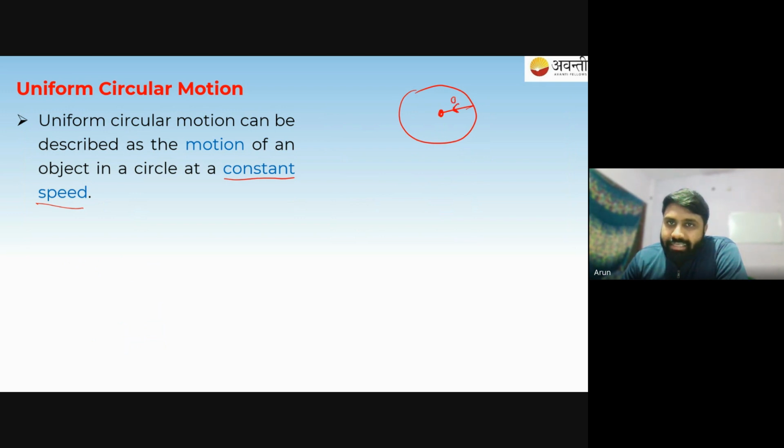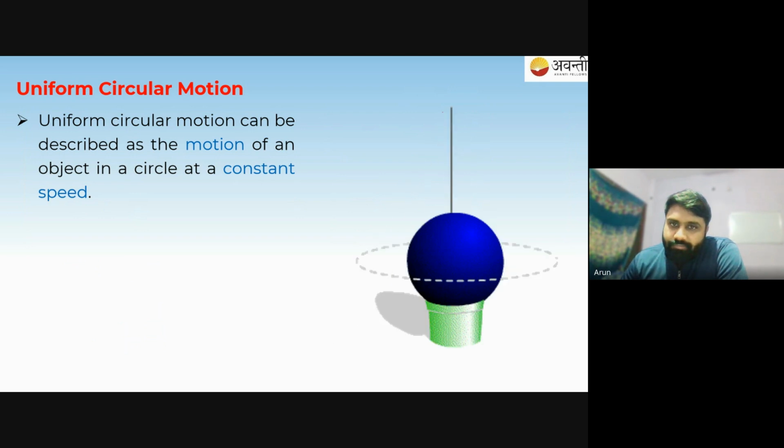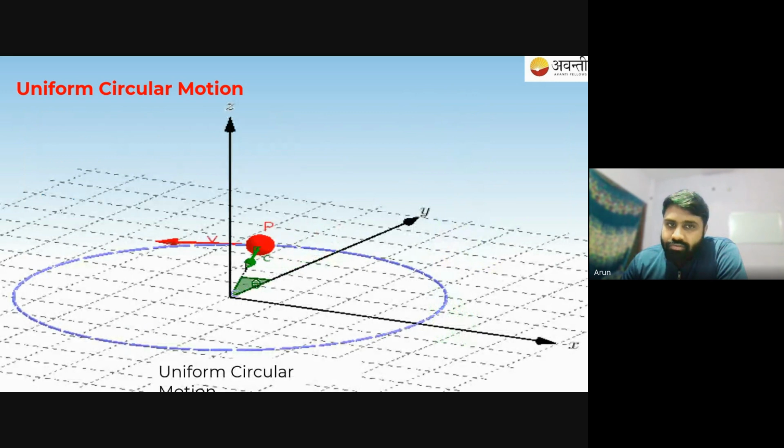But this centripetal acceleration or force will not change the tangential component of velocity, or the tangential speed. So speed will be constant. If the speed is variable, then we will say this is non-uniform circular motion. Got it? This type of motion. Now, if you observe it, this is also uniform circular motion. You will notice the velocity here and the force are perpendicular to each other.